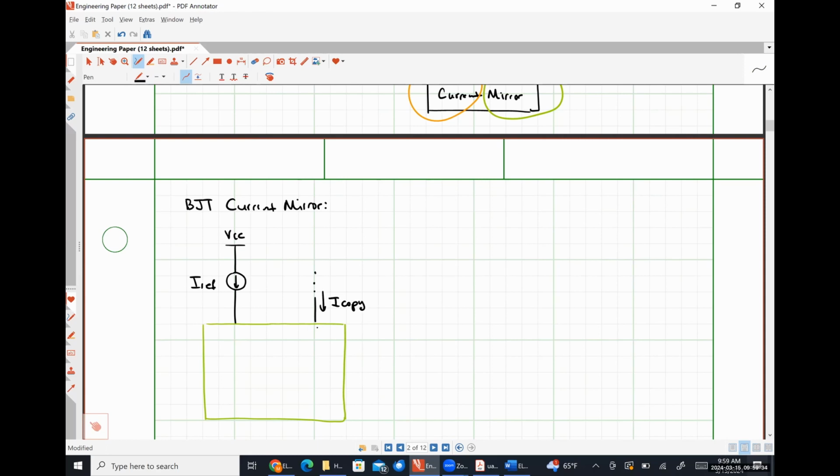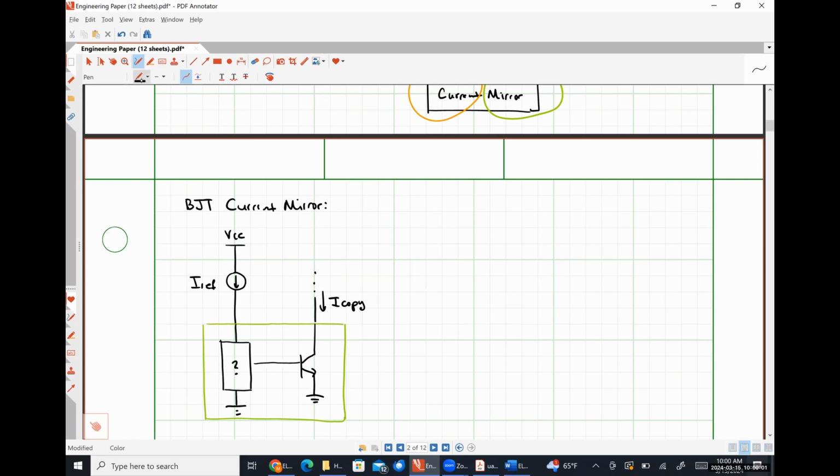Here's our copy current, and then we're going to use, in this case, an NPN BJT as our current source. And then we're still not sure what the sense mechanism is going to look like, so I'm just going to put a black box inside my black box, and we'll sort that out in a moment.